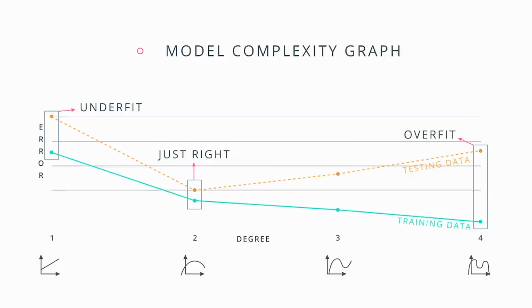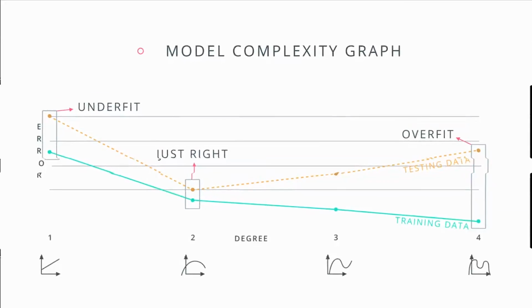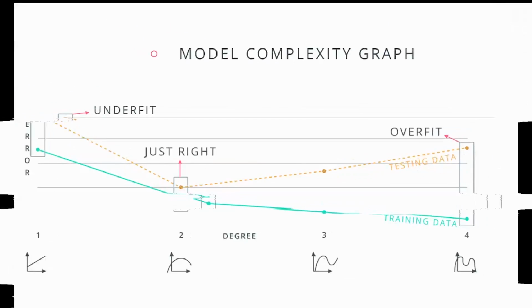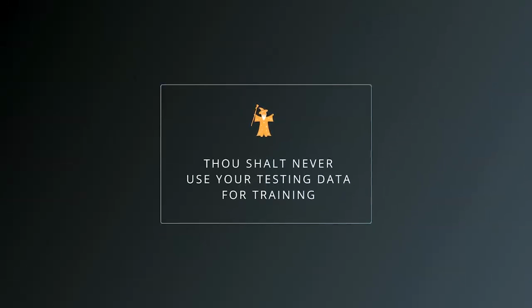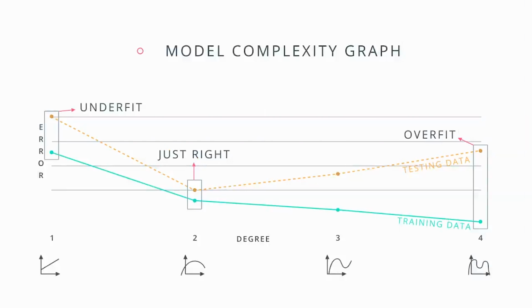So far so good, right? Oh, what's happening? What is this? Oh no, what did we do? We broke the golden rule. Never use your testing data for training. We've made a huge mistake. But let's see, what did we do here?